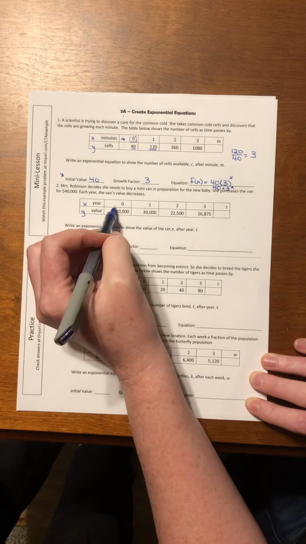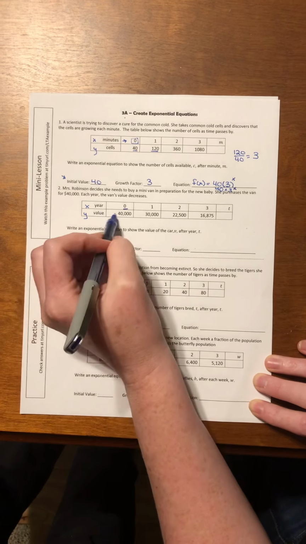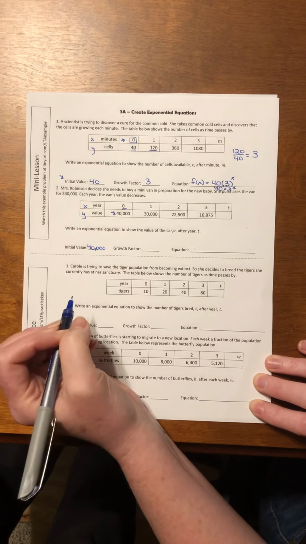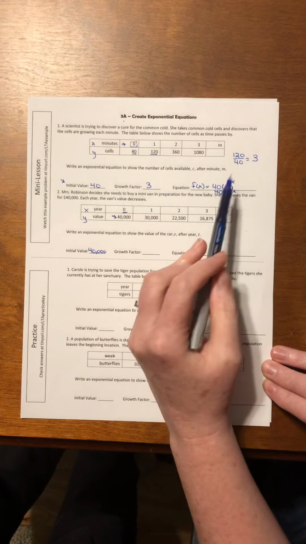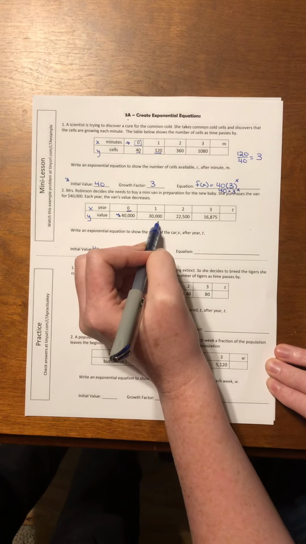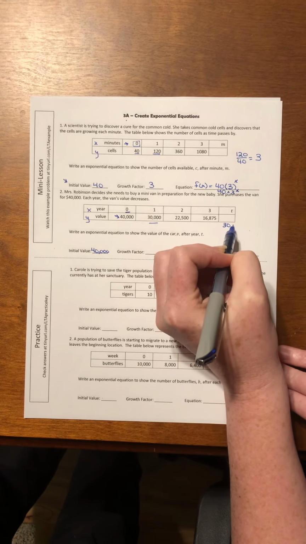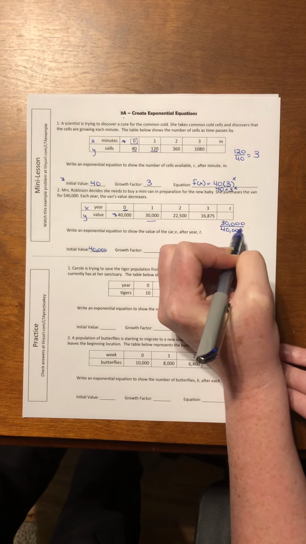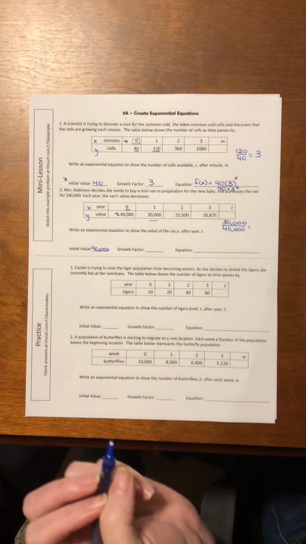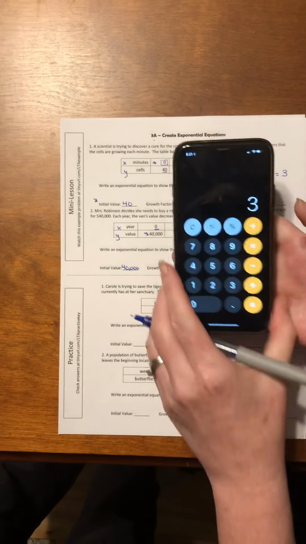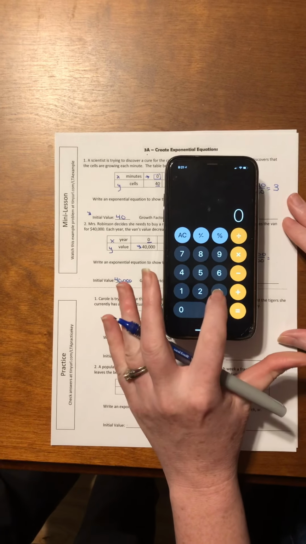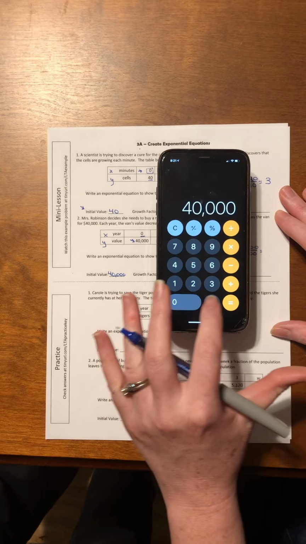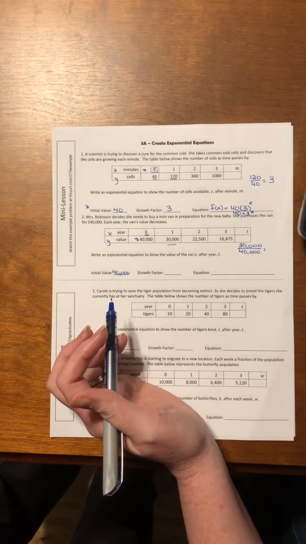So our initial value is always, okay, when x is 0, what's our value? And that's going to be that 40,000. Your growth factor, same thing that we did last time. We're going to take our year 1 value, so 30,000, and we're going to divide it by 40,000. Okay. We want to go ahead and put this in your calculator. So clear out what you had before. 30,000 divided by 40,000, and that's going to be 0.75.